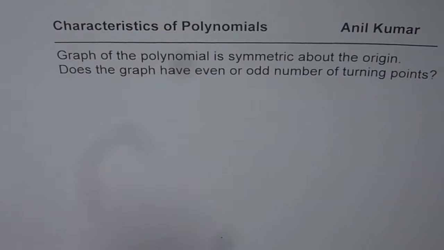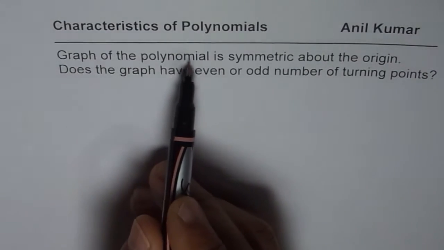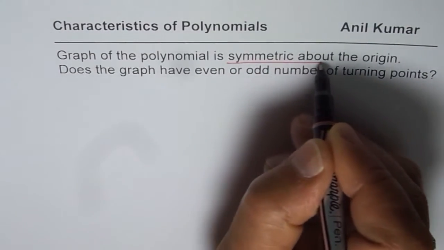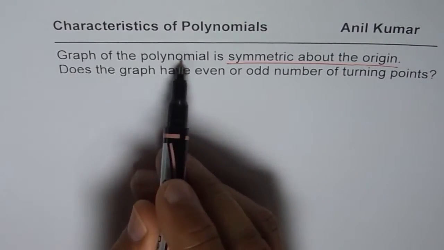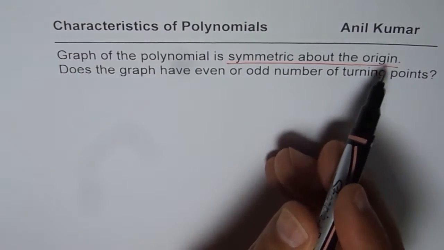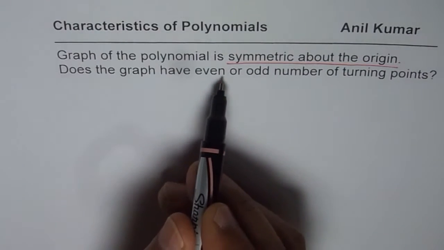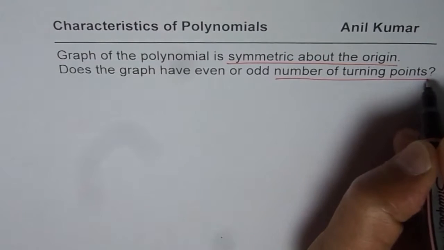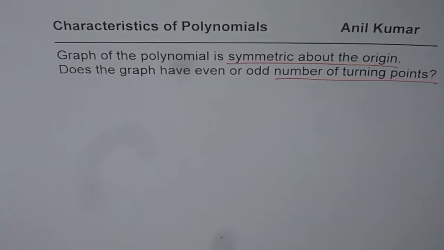The question here is, graph of the polynomial is symmetric about origin. So let's make a note of this statement. Graph of the polynomial is symmetric about the origin. Does the graph have even or odd number of turning points? So we are trying to find, if we are given a graph of a polynomial which is symmetric about origin, then what should be the number of turning points? So that is how you need to understand the question, right?